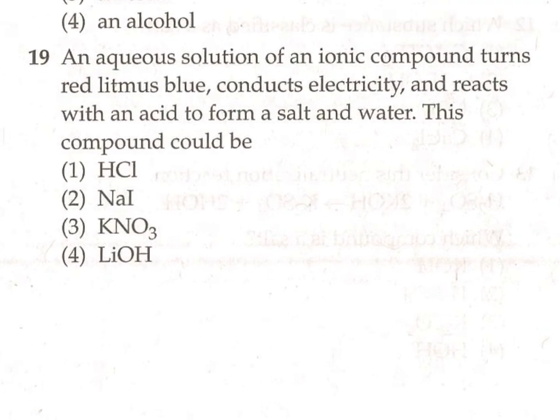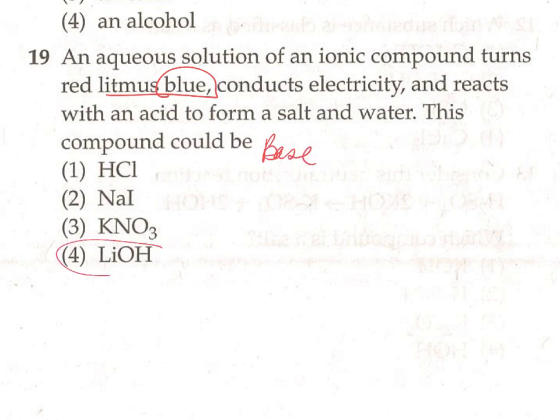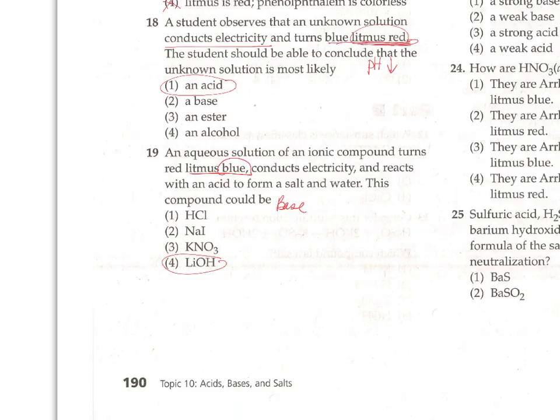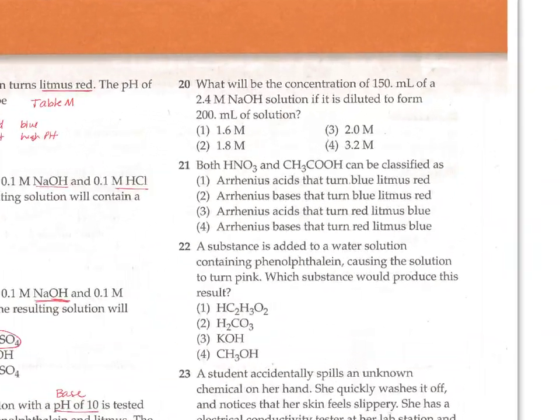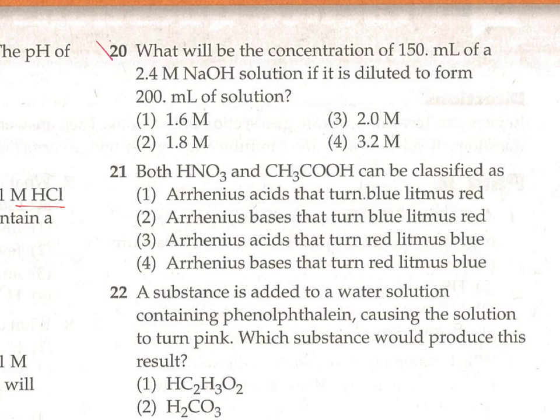19, solution of an ionic compound turns litmus blue. So again, the final color of litmus is blue, conducts electricity, reacts with an acid to form a salt and water. So that is talking about a base. So the answer we would choose is 4. Oh no, the next column. 20, don't have to worry about.